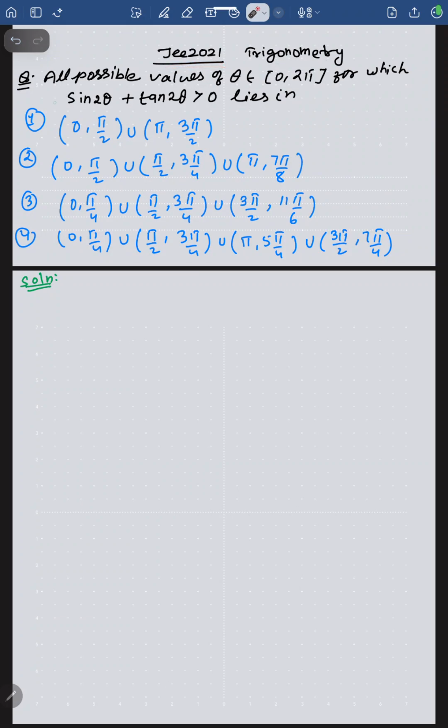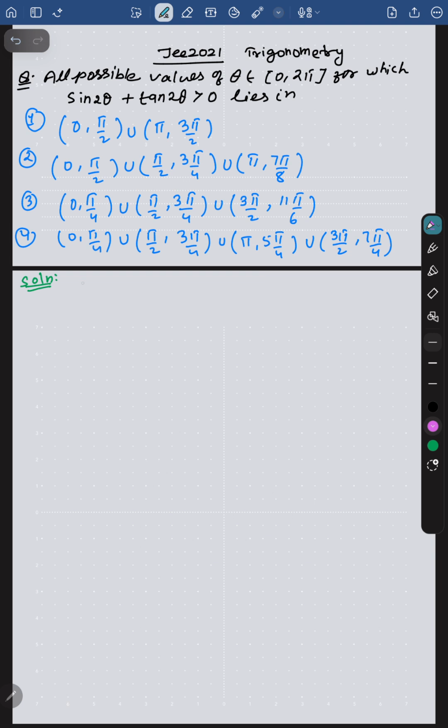Trigonometry JEE question. The question is: all possible values of theta belonging to the interval 0 to 2 pi for which sin 2 theta plus tan 2 theta is greater than 0 lie in these intervals. You have to select whichever is correct.